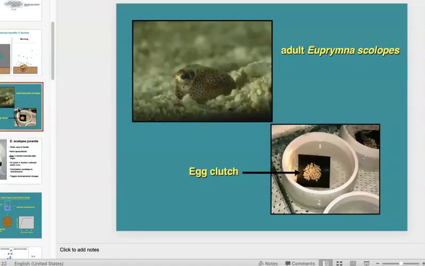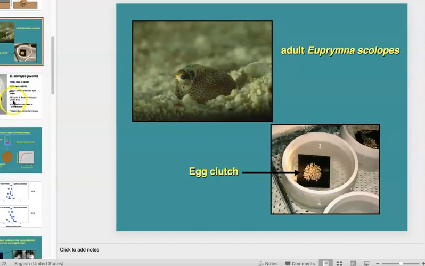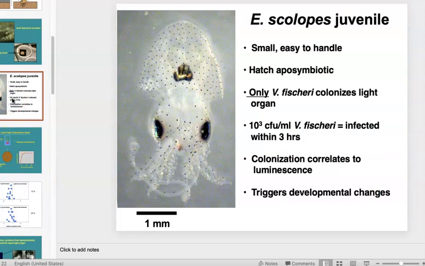The setup that we have is pretty straightforward. We can raise animals in flowing seawater tanks. These are PVC half pipes, and here's a clutch of a few hundred eggs, and you can collect these babies and then raise the little baby squid. This is a representation of a newly hatched juvenile, and so again you can see all the features, the eyes and the mantle. Here's the light organ, and this guy's really tiny. I mean, it's about the size of a sesame seed.